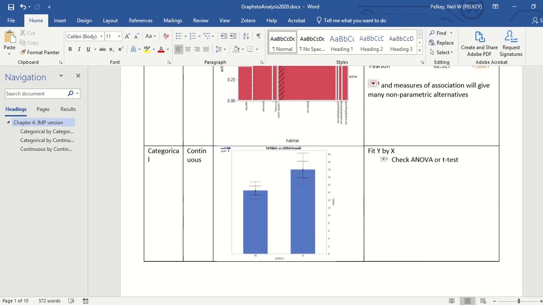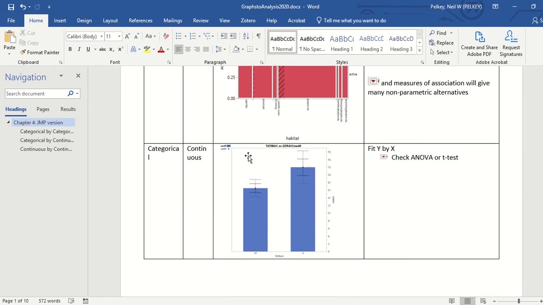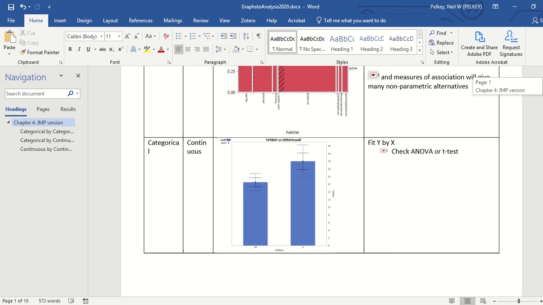Next we have our categorical X, continuous Y. Again, we're fitting Y by X. In this one, we're going to use our little drop-down arrow and check the ANOVA or t-test. This graph was not created in the ANOVA section. It was created using the graph builder, but you'll commonly see these kinds of graphs where you have 95% confidence intervals or standard errors of the mean. Those are both popular, and then we want to know if there's a statistical difference between the two, and we do that using an ANOVA or a t-test.